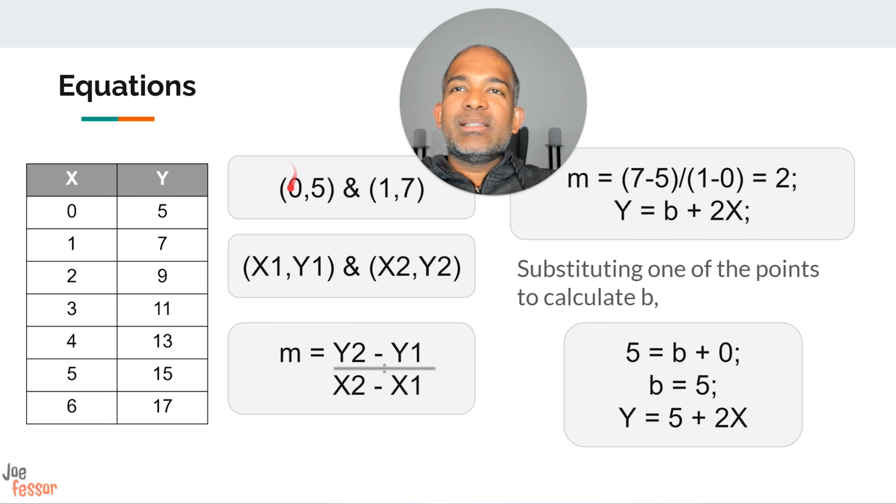Let's plug in our points 0, 5 and 1, 7. We've chosen these 2 points. So 7 minus 5 over 1 minus 0, that gives us a slope of 2. Now we can plug this into our equation y equal to b plus mx. So we have now y equal to b plus 2x. Now we can substitute either of our two known points to solve for b. If you use 0, 5, now we get b as 5. So for the final equation, we put it all together. The equation of our line now is y is equal to 5 plus 2x.